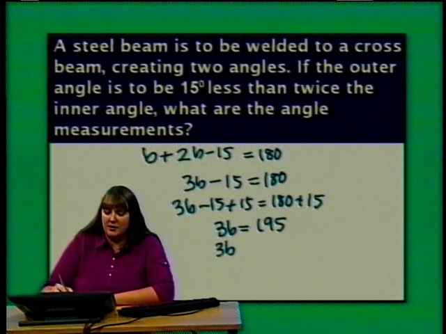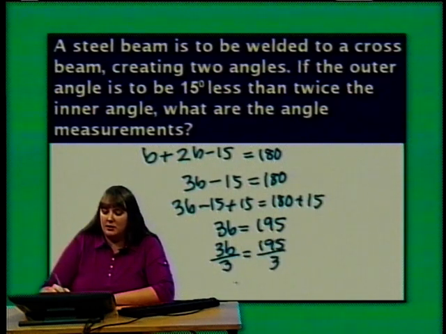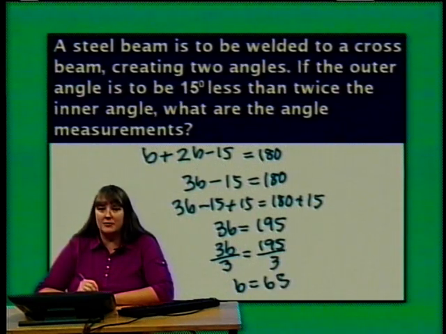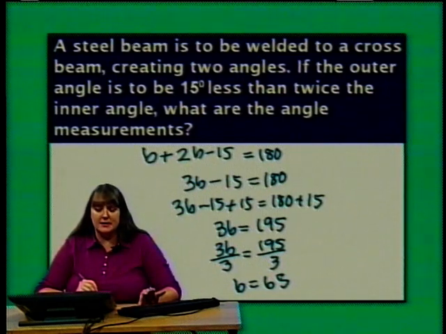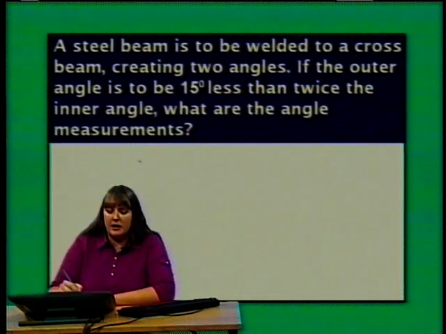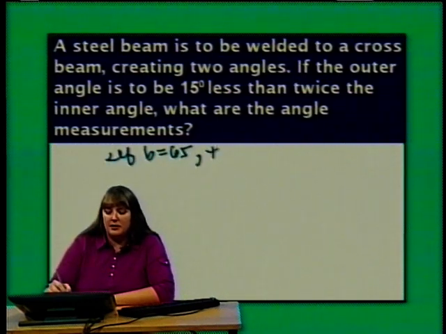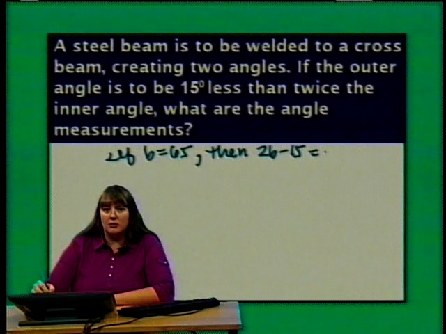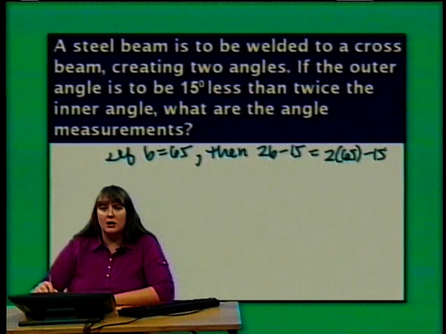If I divide both sides of the equation by 3, 3 goes into 195 65 times. So let's see if this makes sense. If my inner angle, b, is 65, then my outer angle, 2b minus 15, would be 2 times 65 minus 15. 2 times 65 is 130. 130 minus 15 is 115.